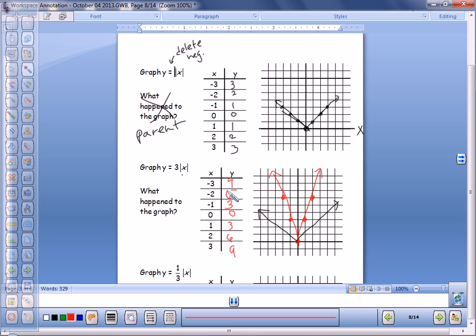The 9s aren't on our graph, but let's see if these points are. Do we have a point at negative 2, 6? Yes. Do we have a point at negative 1, 3? We do. 0, 0, 1, 3, and 2, 6. So just by tripling the y's from our parent graph, that gives us our new transformation here, this vertical stretch. This is a vertical stretch by a factor of 3.